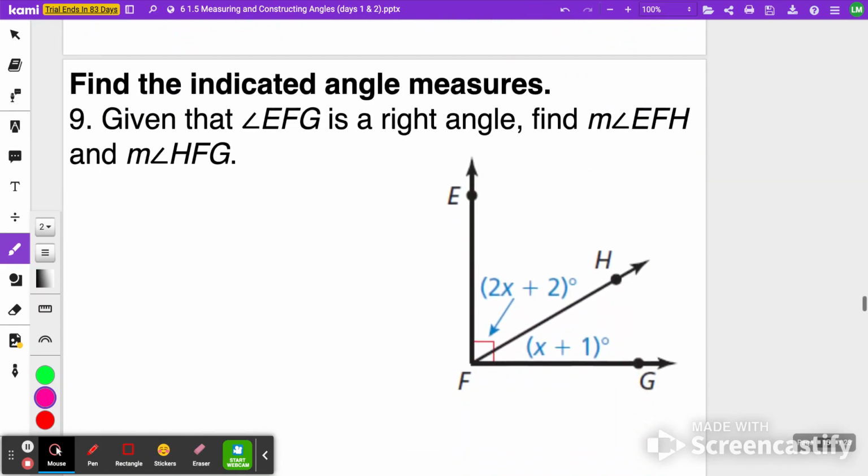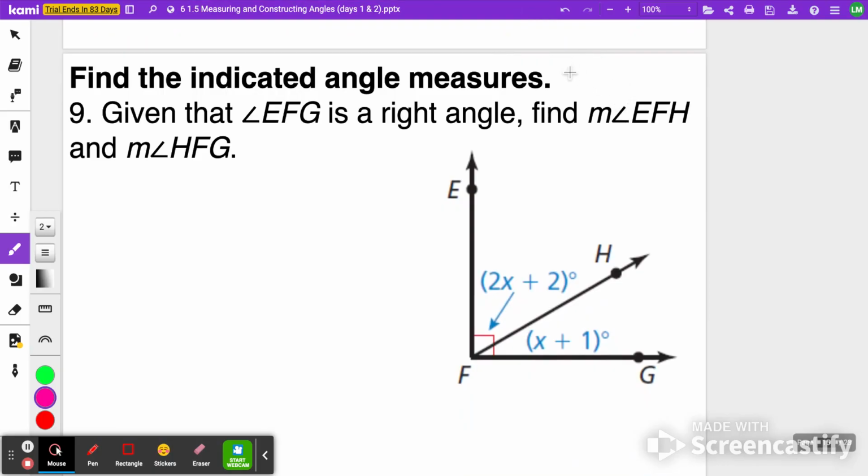Since we did that one kind of together, I want you to take a moment here, try pausing on your own. When you're done, click play, and then check to see if you got your answer right.